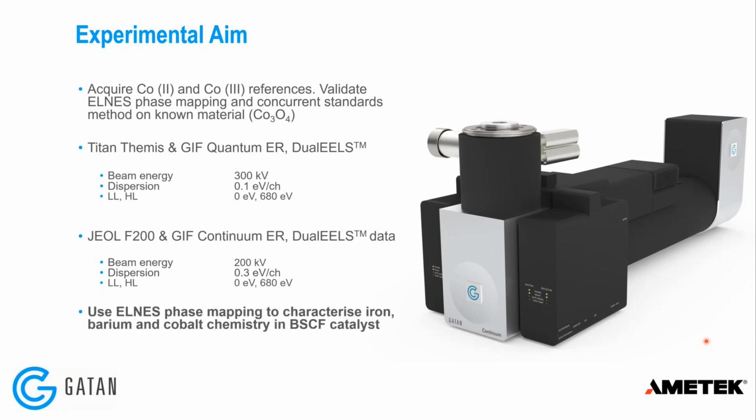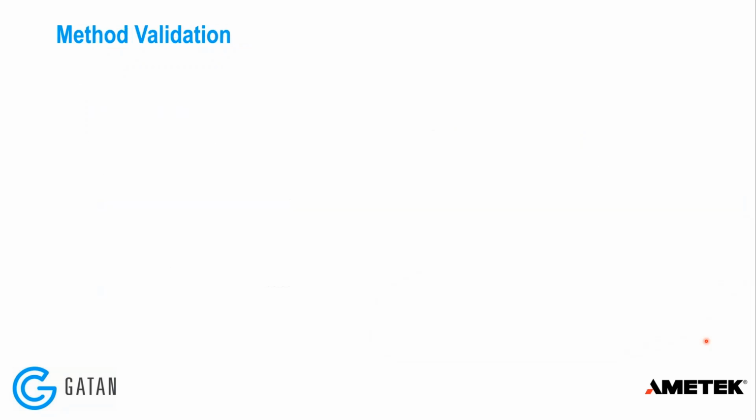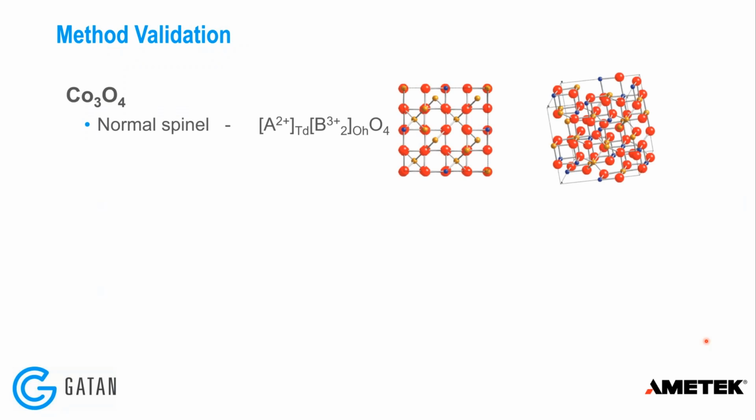So we want to perform ELNES phase mapping to characterize iron, barium, and cobalt chemistry in the spent BSCF catalyst. We start off with the method validation. We're looking at cobaltite. It's a normal spinel structure, so a large cubic unit cell.